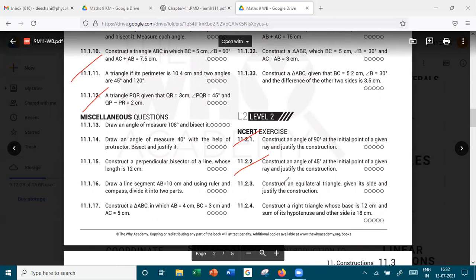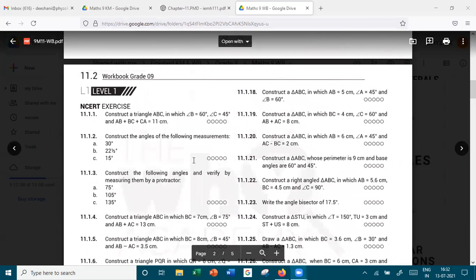Okay, let's do that. We'll start at 11.1.2, or level 1, question 2. This first one is a triangle question, so tomorrow we'll be doing triangles. After that we'll do this. Like I said, the probability of triangle based construction coming is very high compared to angles, right? Okay, construct angles of the following measures. Before you start drawing, quickly tell me how will you make 30 degrees?